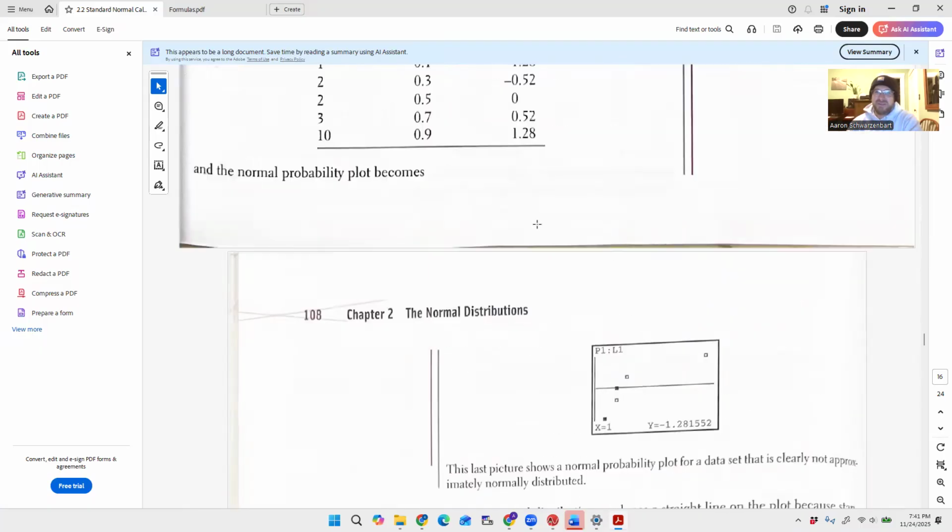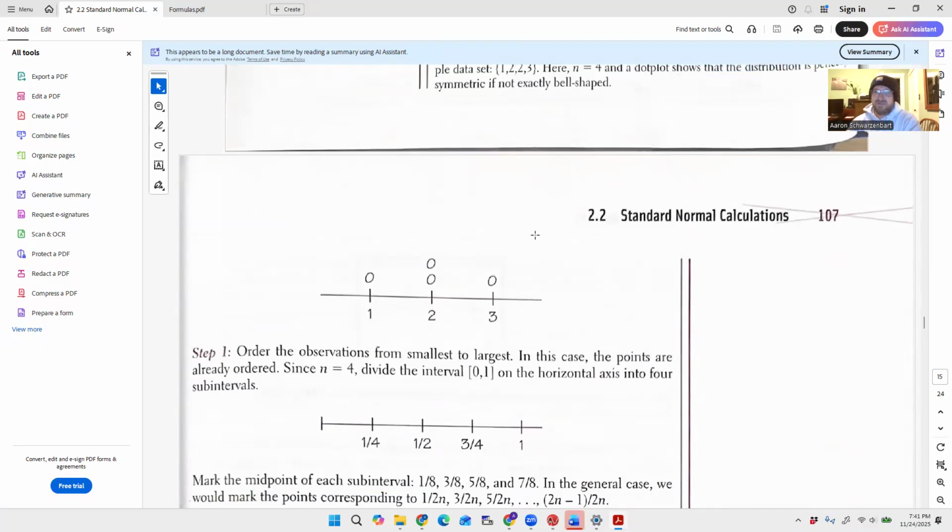That's the end of 2.2. That's 2.2, standard normal calculations.